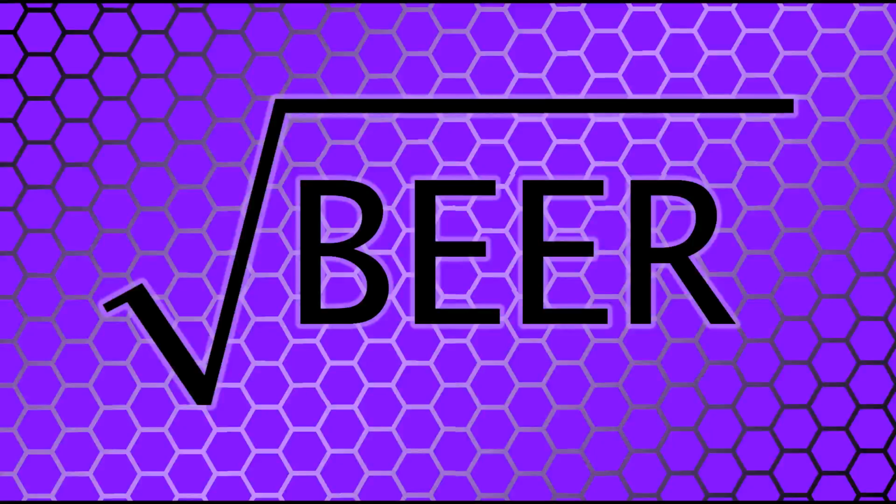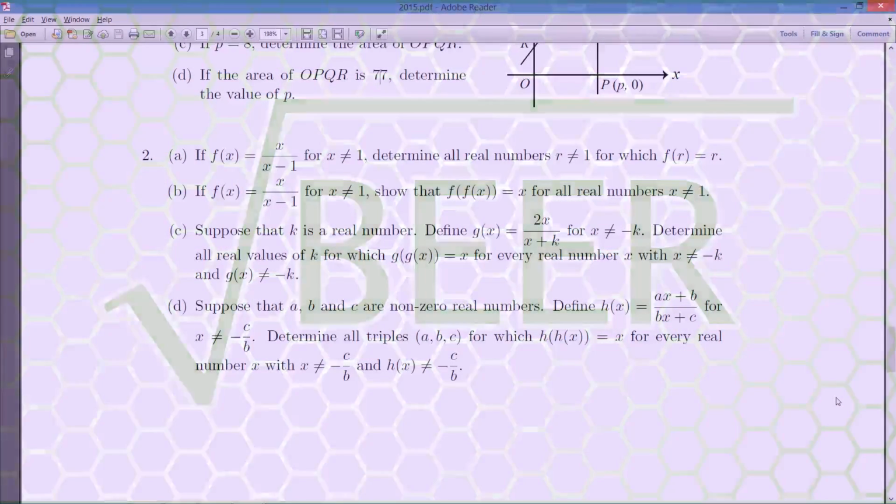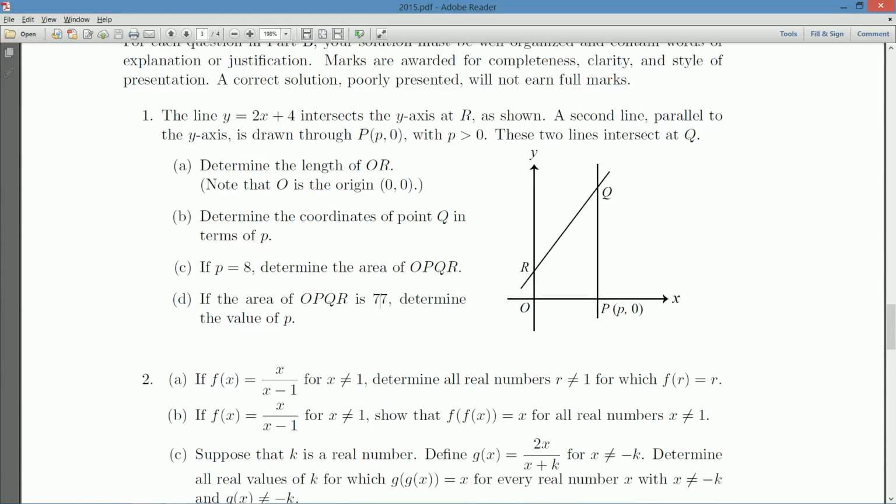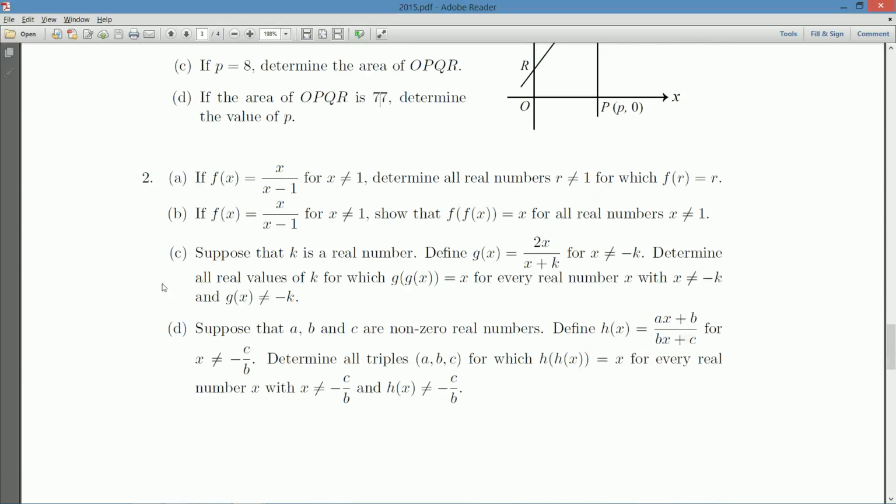Hello, my fellow mathletes. Root Beer here with question number 2 in Part B, that's the written portion, of the 2015 Senior Contest. Got 4 parts here, just like last question, question number 1, I guess. So 2a, we just jump right into it.